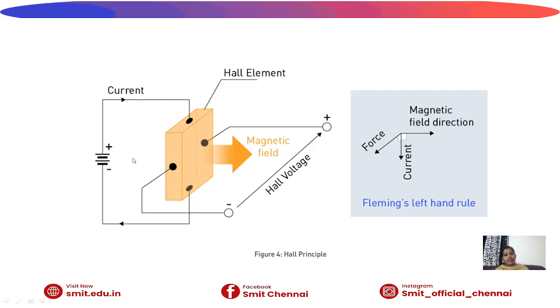Here is the current. We give the AC excitation here, and from this the magnetic field will be generated. When we give the AC current, it generates the magnetic field, and we can measure the Hall voltage in terms of EMF. Here we can measure the output voltage. The principle is Fleming's left hand rule.